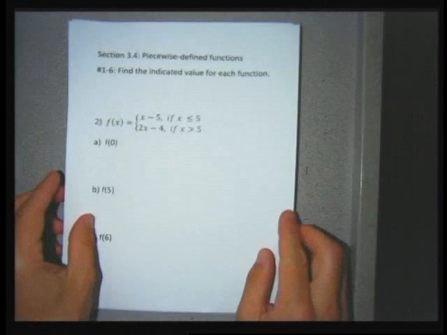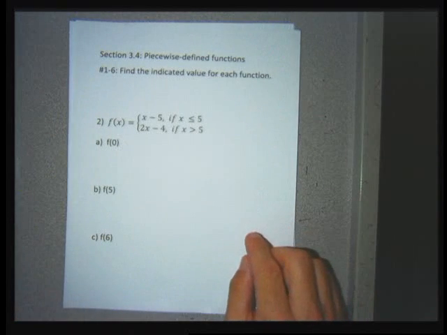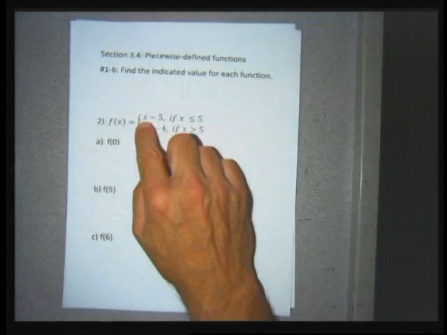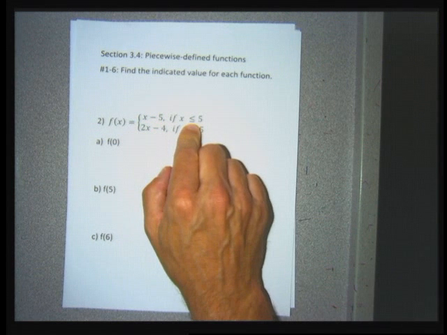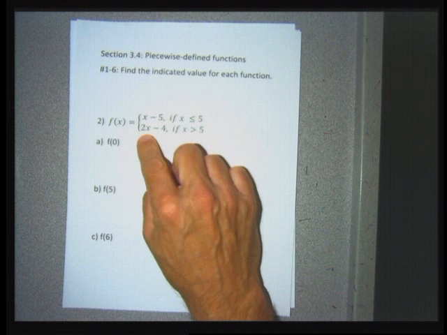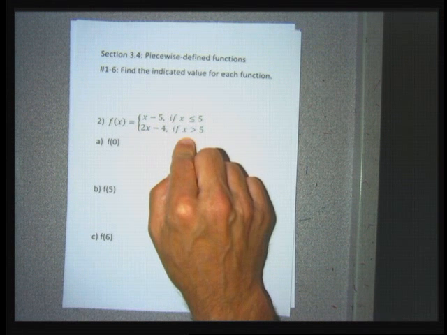So problem 2 is a piecewise defined function, and it very specifically says f of x is equal to x minus 5 for any value of x that's less than or equal to 5, but it's equal to 2x minus 4 for any value of x greater than 5.